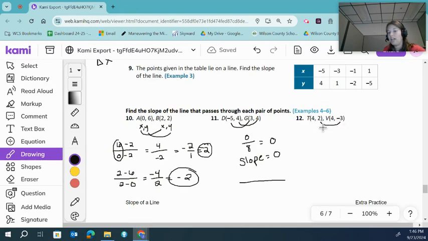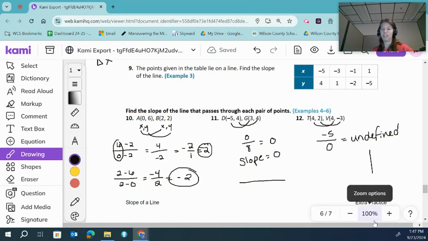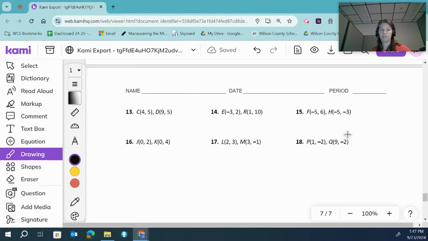We have change in y is -5. My change in x is 0. Well, if I take -5 and divide it, I can't divide it by 0. I can't do that. So this is undefined. This is what it would look like to be undefined slope. So this is the difference between your 0 slope and your undefined slope. There are several more that you can try here on your own.